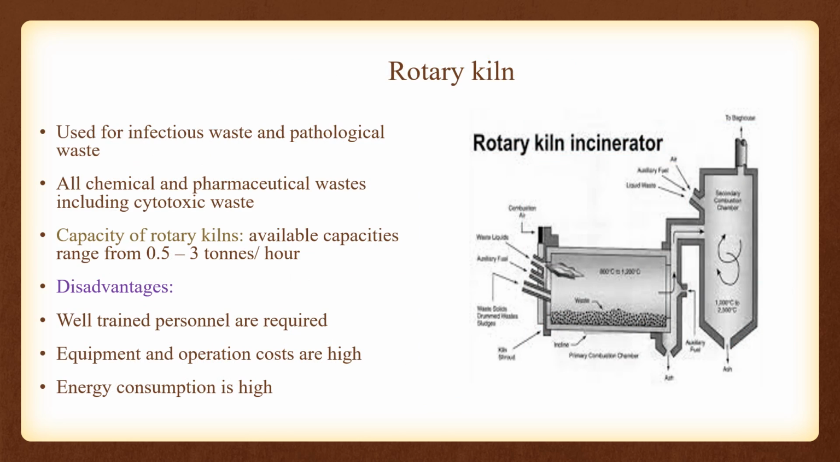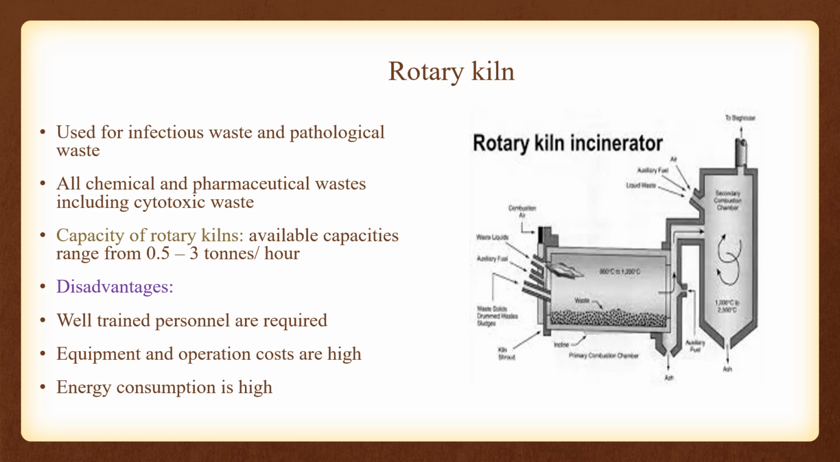And the third one is the rotary kiln. A rotary kiln comprises a rotating oven and a post-combustion chamber. The axis of a rotary kiln is inclined at a slight angle to the vertical, that is, a 3 to 5 degree slope. A kiln rotates 2 to 5 times per minute and is charged with waste at the top.